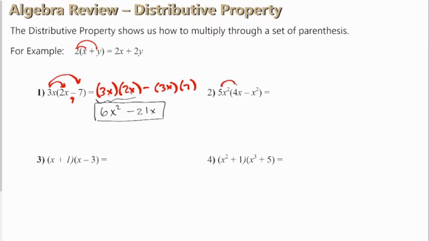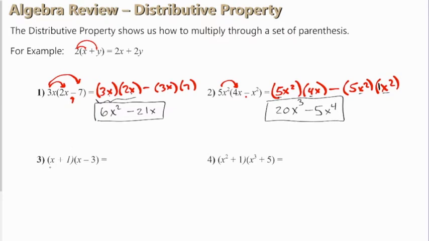So we're going to take this 5x squared. We're going to multiply it by 4x. We see there's a minus in between the terms, and then the 5x squared times x squared. And now we can say 5 times 4 is 20, and x squared times x is x to the third. Bring down our minus. 5 times, there's a 1 in front of this x squared, so 5 times 1 is 5. And x squared times x squared is x to the fourth.